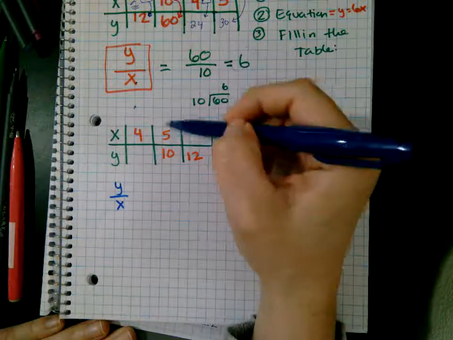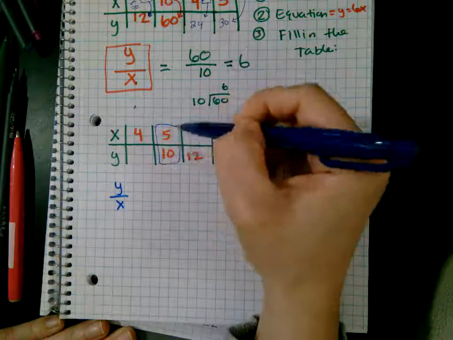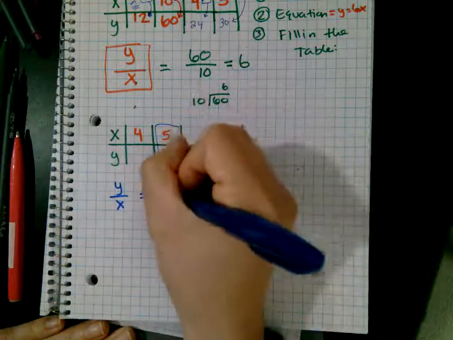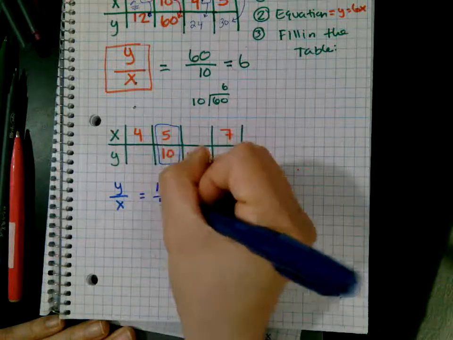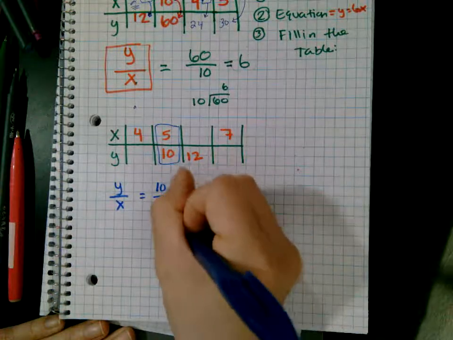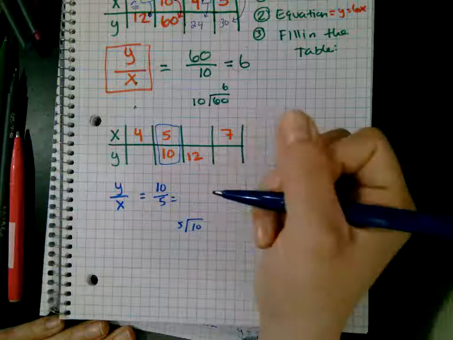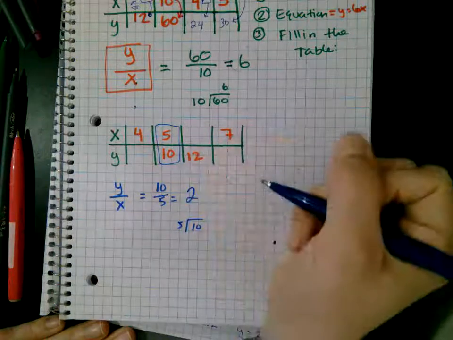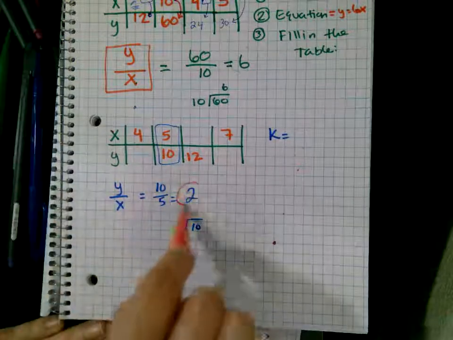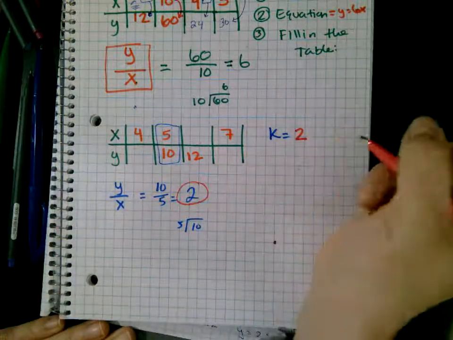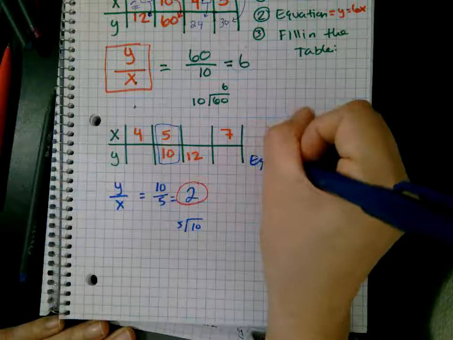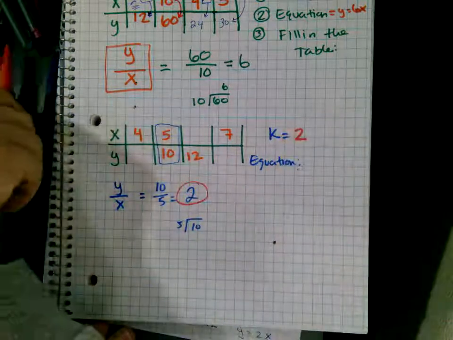So here is this combo right here. This is the combo I'm going to use to plug it in. So y is 10 and x is 5. And then you just do the math. 10 divided by 5, and the answer is 2. So that means that k is equal to 2. And your equation is y equals 2x.